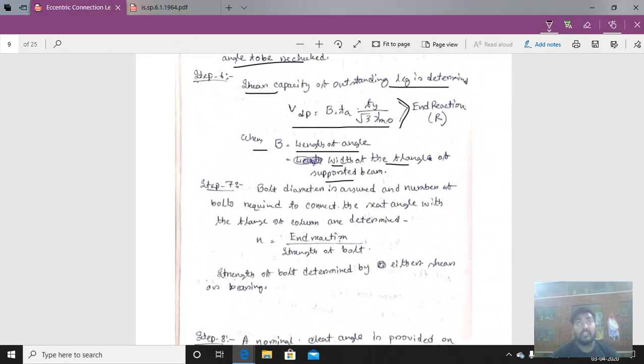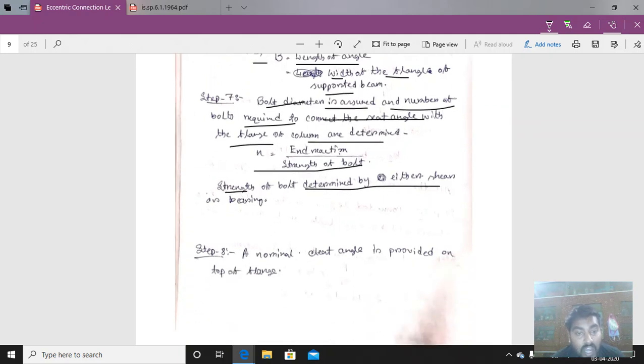Bolt diameter. Now step number 7, we will design the connection of the beam. Bolt diameter is assumed and the number of bolts required to connect the seat angle with the flange of the column is determined. N is equal to the reaction divided by the strength of the bolt. So the strength of the bolt is determined. We know how to determine the strength of the bolt, that is strength in bearing and strength in shear. We have to take the lesser value, you all know that. The strength of the bolt is determined by either shear or bearing, and finally the number of bolts to be provided will be determined.